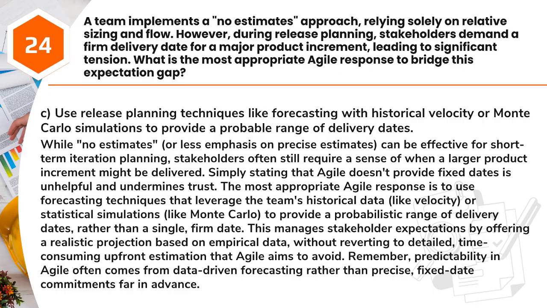The most appropriate Agile response is to use forecasting techniques that leverage the team's historical data, like velocity, or statistical simulations, like Monte Carlo, to provide a probabilistic range of delivery dates, rather than a single, firm date. This manages stakeholder expectations by offering a realistic projection based on empirical data, without reverting to detailed, time-consuming upfront estimation that Agile aims to avoid. Remember, predictability in Agile often comes from data-driven forecasting rather than precise, fixed-date commitments far in advance.